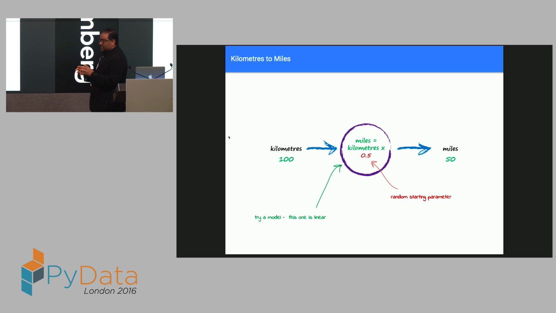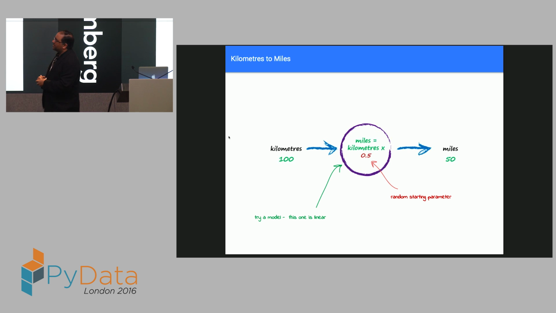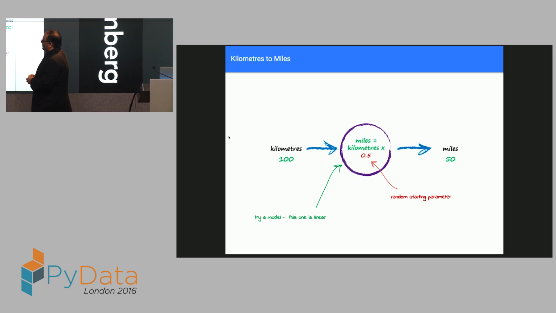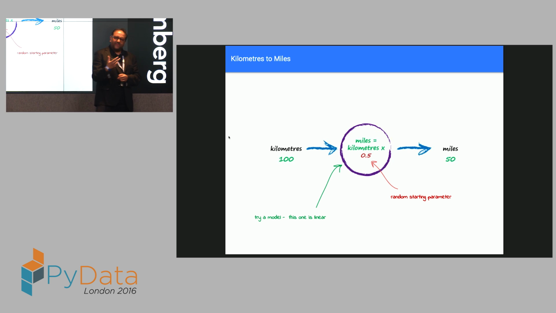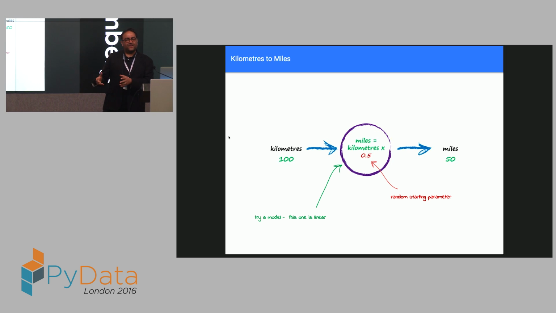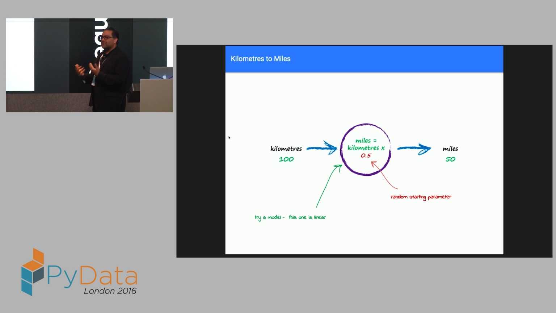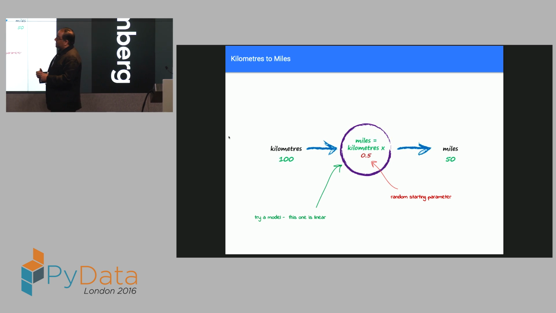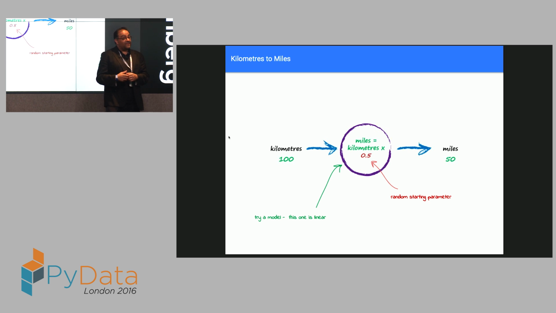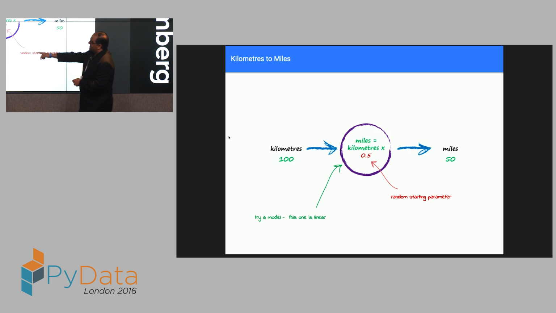So let's imagine that we have a hard problem. It's not really hard, but let's imagine we have a hard problem, which is to work out the number of miles given the kilometers. You and I know that's not really hard, but let's imagine it is. Imagine we don't really know how to solve it. So what we do is we invent a model. Here we've invented a linear model.